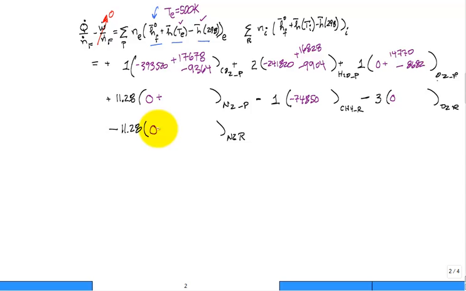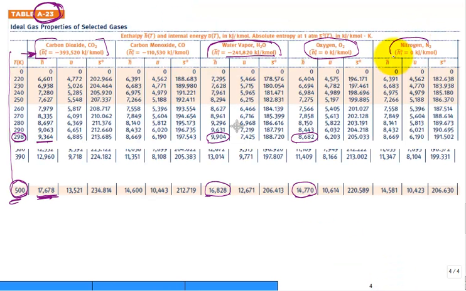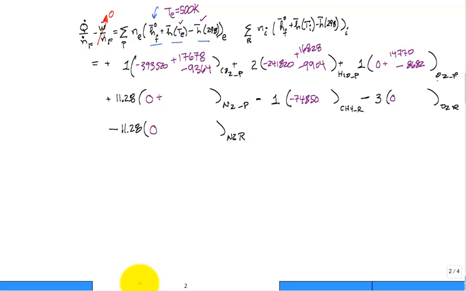How about for the oxygen? Well, same thing, not the oxygen, nitrogen. We go to the nitrogen. We get it at 500 Kelvin, subtract off the value at 298 Kelvin. Let's put those values in. 14,581 subtract 8,669. So we finished the sum over all the products.